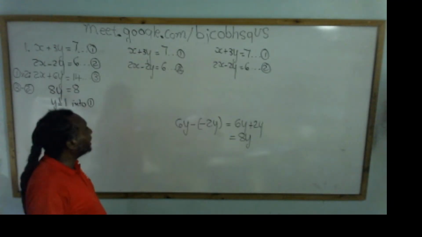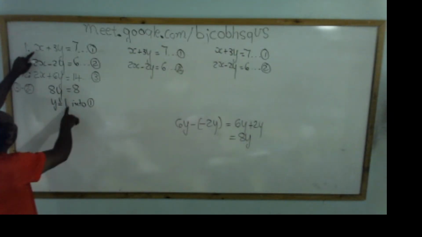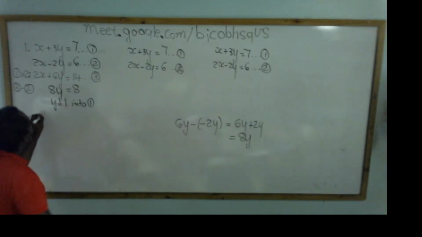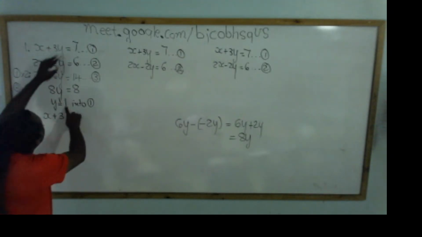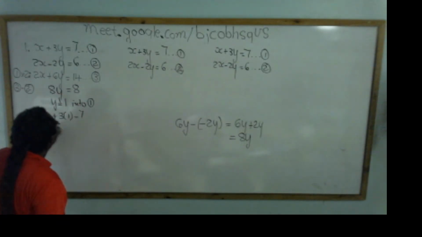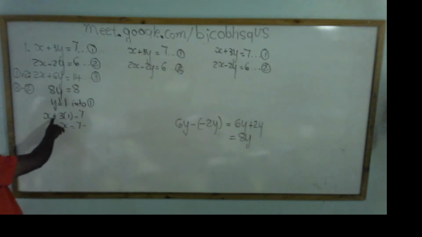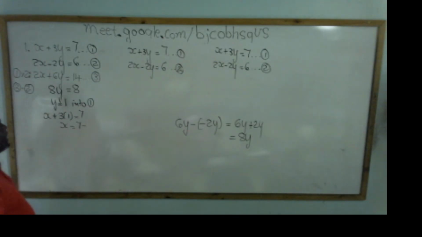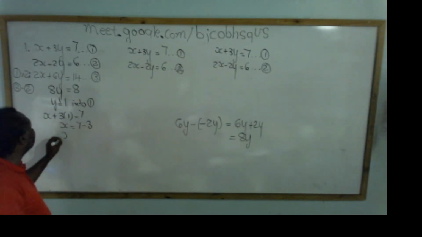So let's go. In equation 1, where we see y, we put 1. So we begin by writing x plus 3 times y, and y is 1. And that is equal to 7. So x is equal to 7 minus, of course, 3 ones are 3, and we are adding 3, so we eliminate that 3 by subtraction. So x is equal to 4.